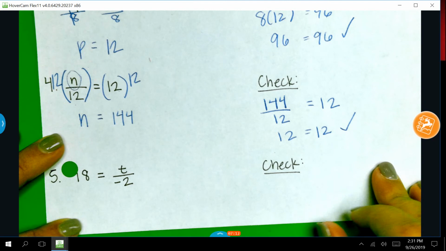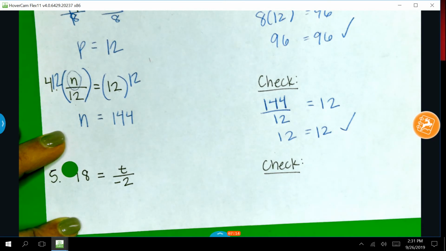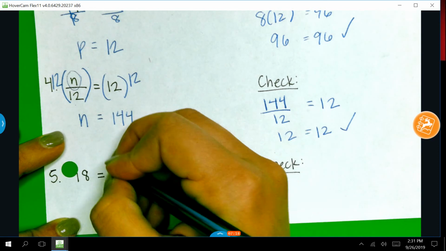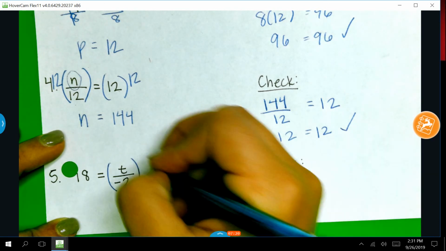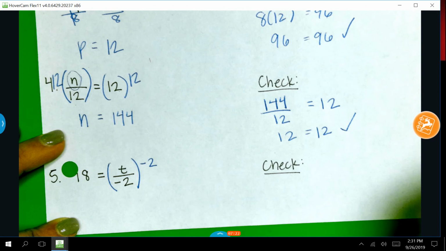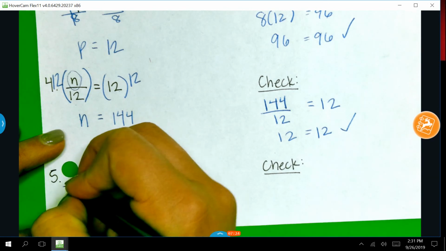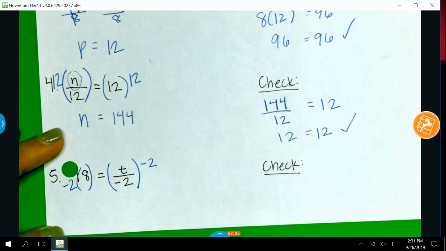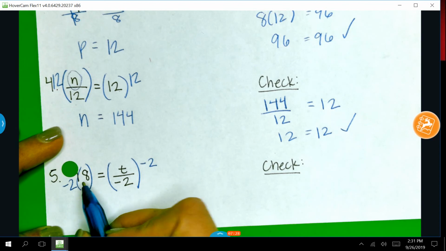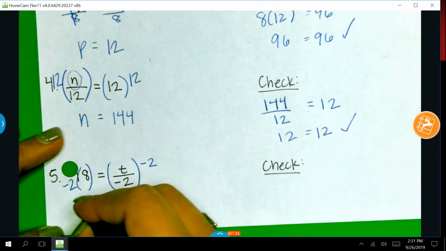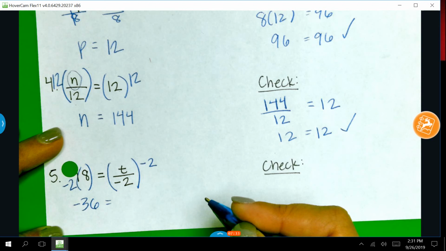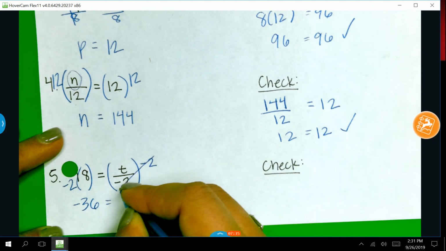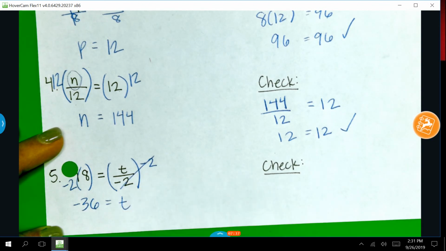Okay, this last one, I've got 18 equals t over negative 2. So in order to solve for t, I'm going to multiply both sides by negative 2. So it's negative 2 times 18, negative 36. And then my negative 2's cancel each other out, so negative 36 is equal to t.